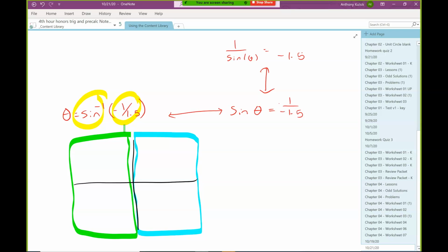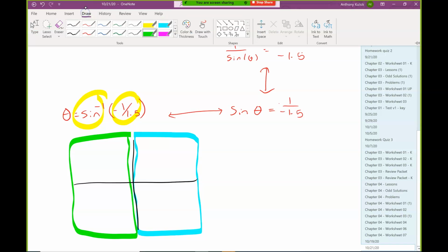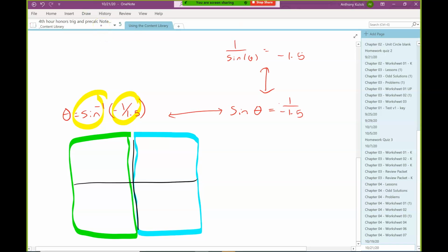Lee, are you still okay? Yeah. Okay. So if I go back to sine inverse, I know that sine is negative in between quadrants 1 and 4. It's only negative in quadrant 4. Okay with that? Yeah. Okay.